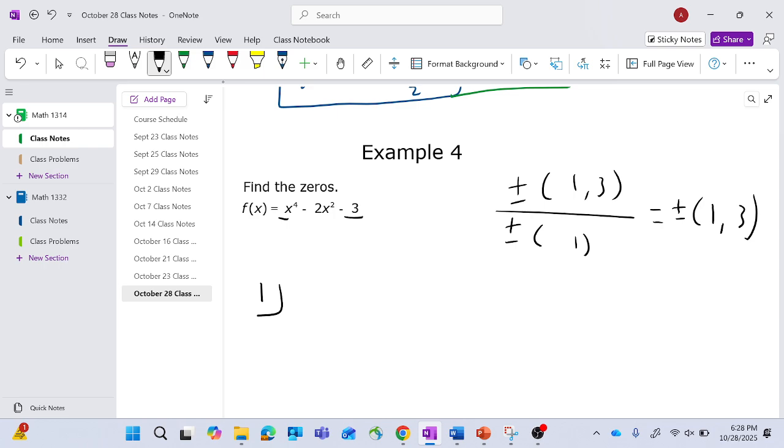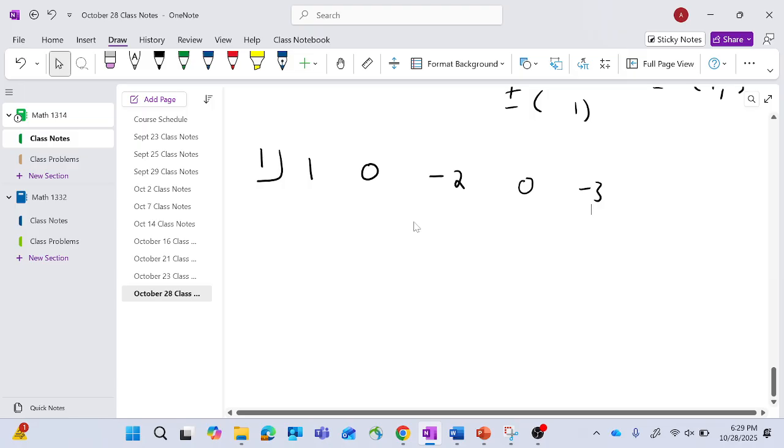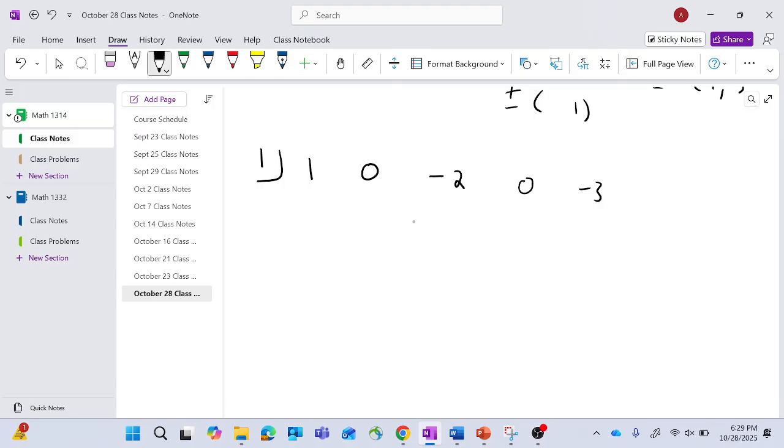Anyway, start at 1. My leading coefficient is 1. Then we have a 0. Remember, you have to put in your placeholders. I'm missing an x cubed, so you have to put a 0 here. Negative 2 for the negative 2x squared. Another 0 for the x. Then minus 3. When it comes to synthetic division, you cannot forget those zeros. If you do, you're not going to get the right answer.